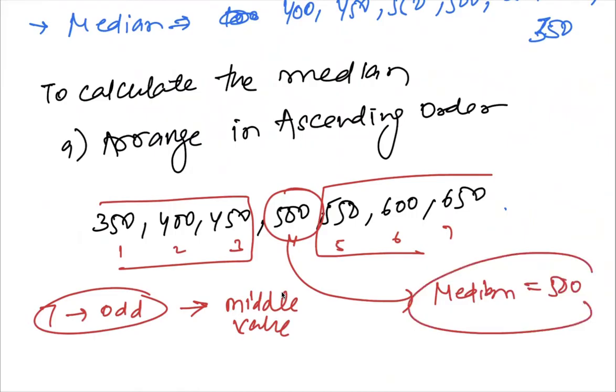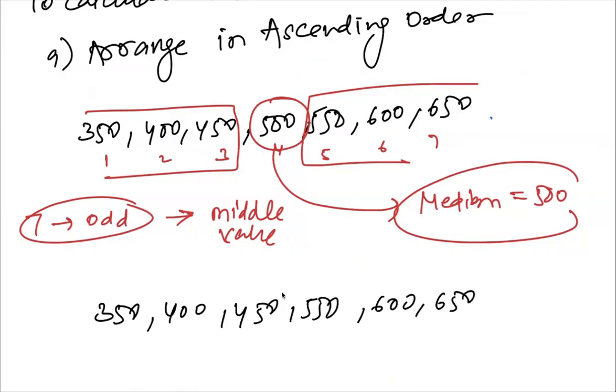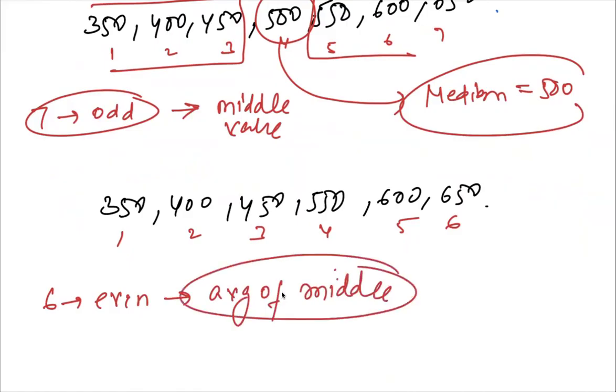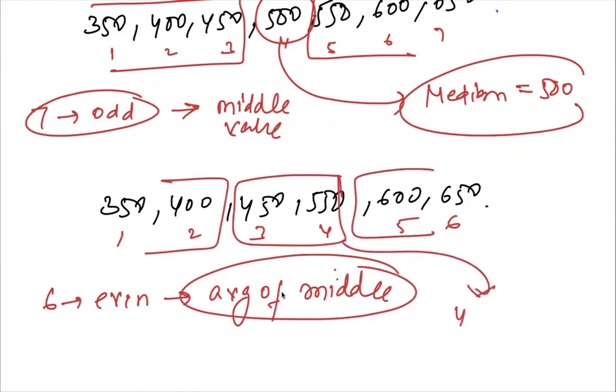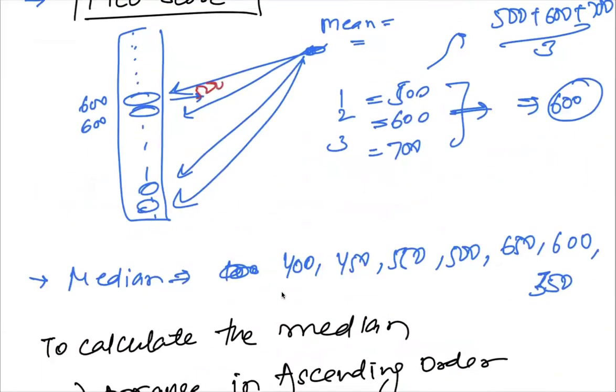500. And in case you have an even count, let's say your numbers were 350, 400, 450, 550, 600, 650. Let's count: 1, 2, 3, 4, 5, 6. When you have even numbers, take the average of the middle points. This is your middle, so you take the average of these. 450 plus 550 divided by 2 is how much? 500. So the median is 500, and this you will fill here.